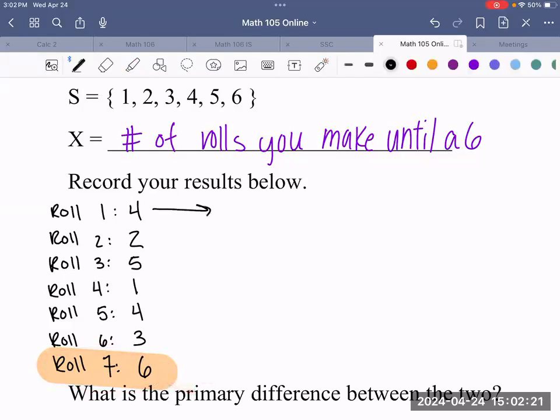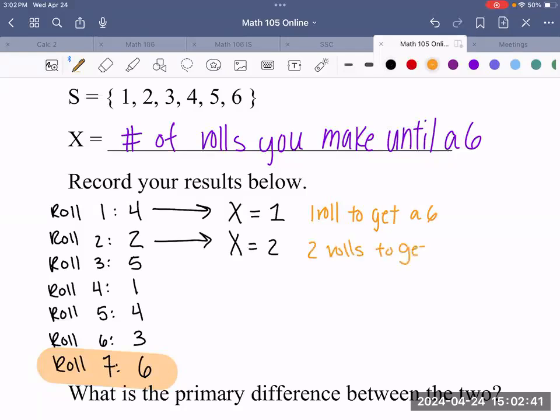So in this case, your X is the number of rolls. When X is equal to 1, this is 1 roll to get a 6. This would have been X is equal to 2: it took 2 rolls to get a 6, and so forth. For me, X is equal to 7. So we got 7 rolls to get a 6.